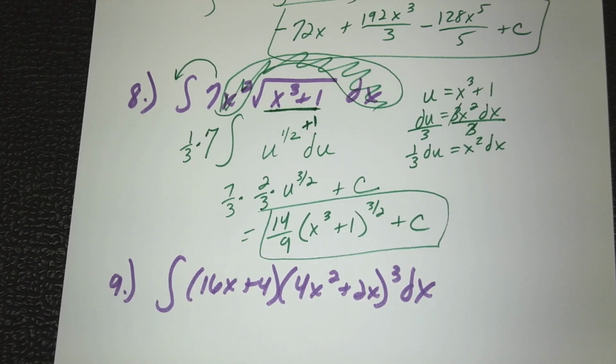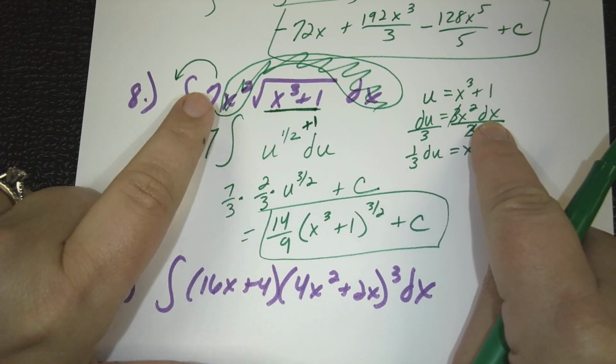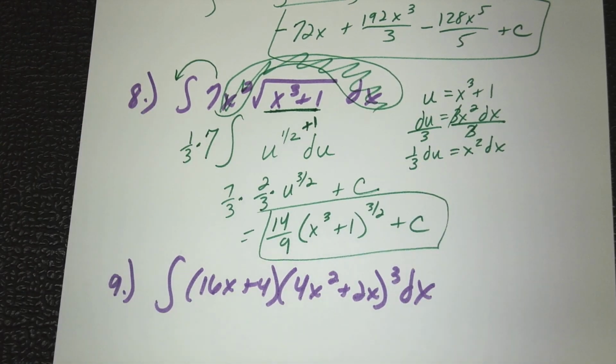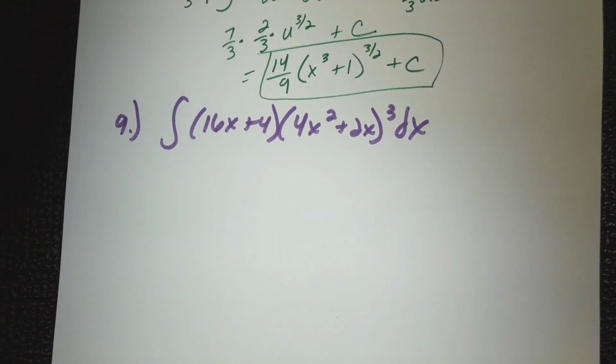How did you feel about that? So again, if you end up with 3x squared, but you have a 7x squared, take the 7 out, divide out the 3. Constants are not a problem. X's are problems. Constants are not. Okay? One more.